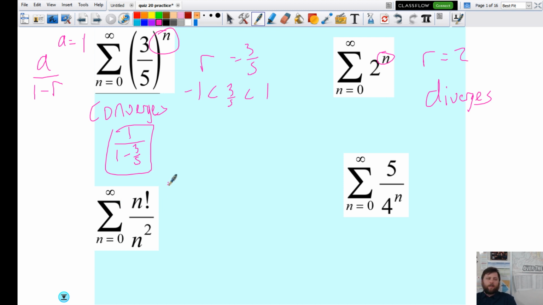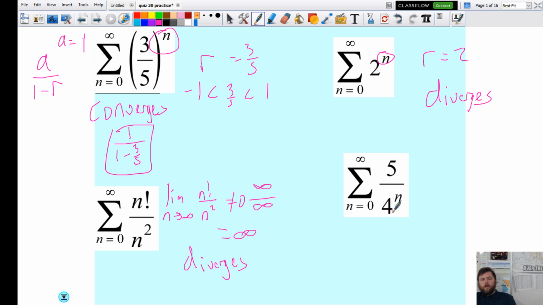So let's try the nth term test: the limit as n goes to infinity of n factorial over n squared. Now you get infinity over infinity, so we could use L'Hopital's rule. You can't differentiate factorials, but here's what we have to know: factorials will keep going to infinity. This does not go to 0. That's going to go to infinity, so it diverges.